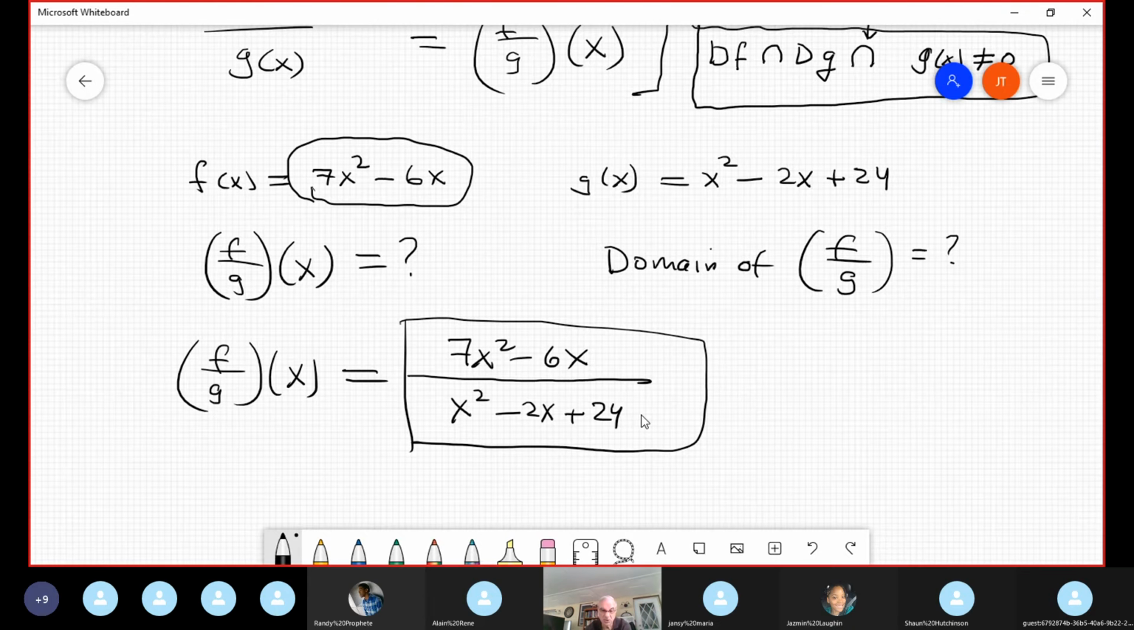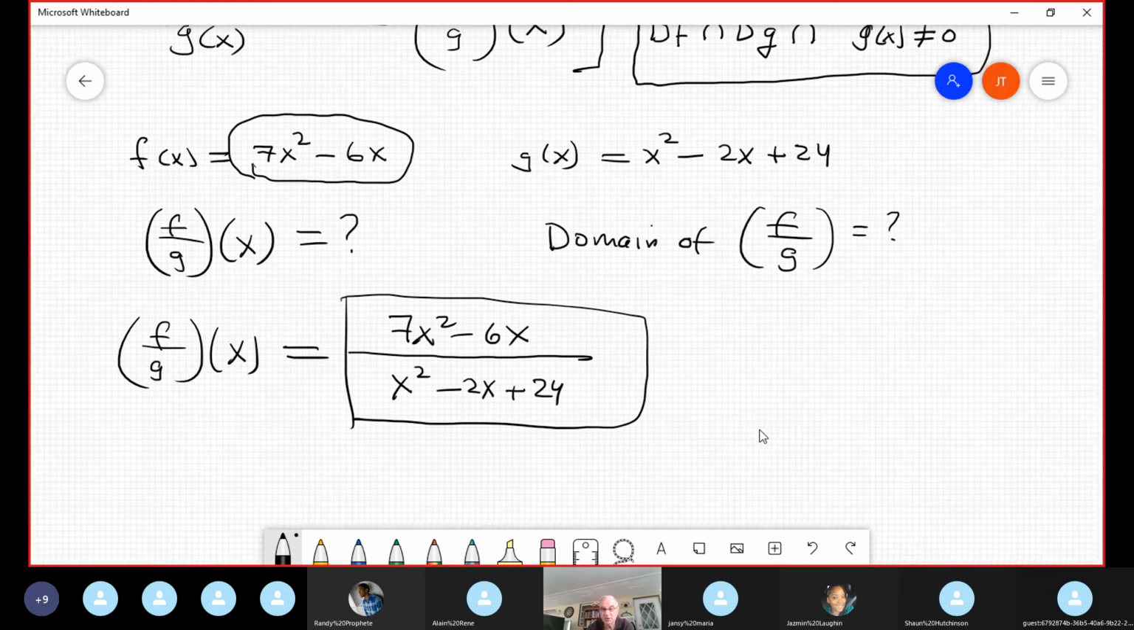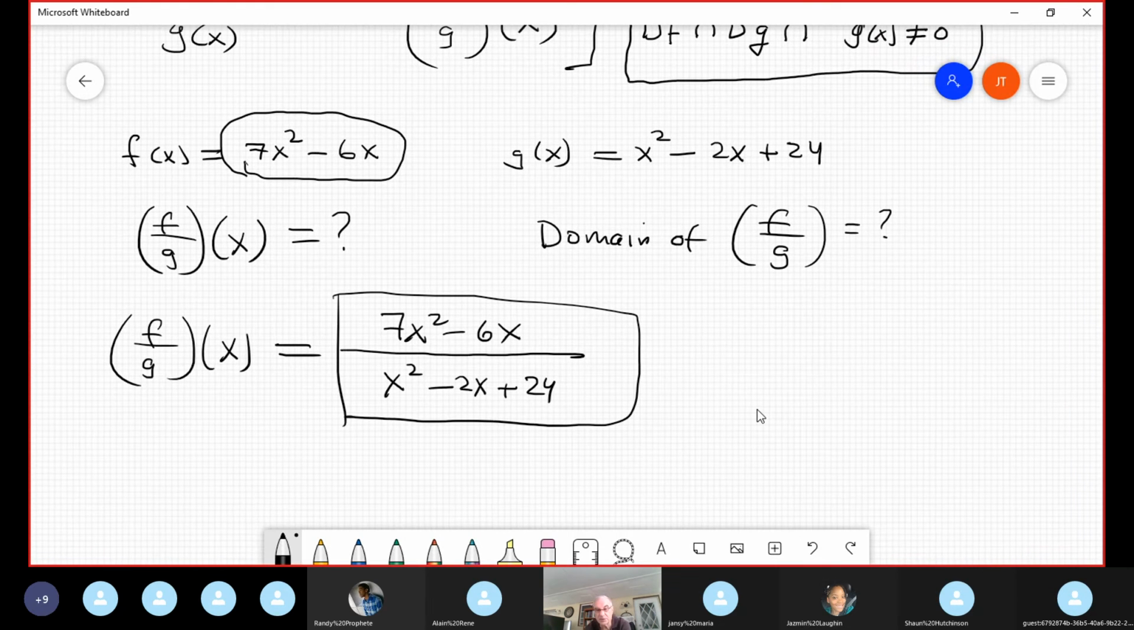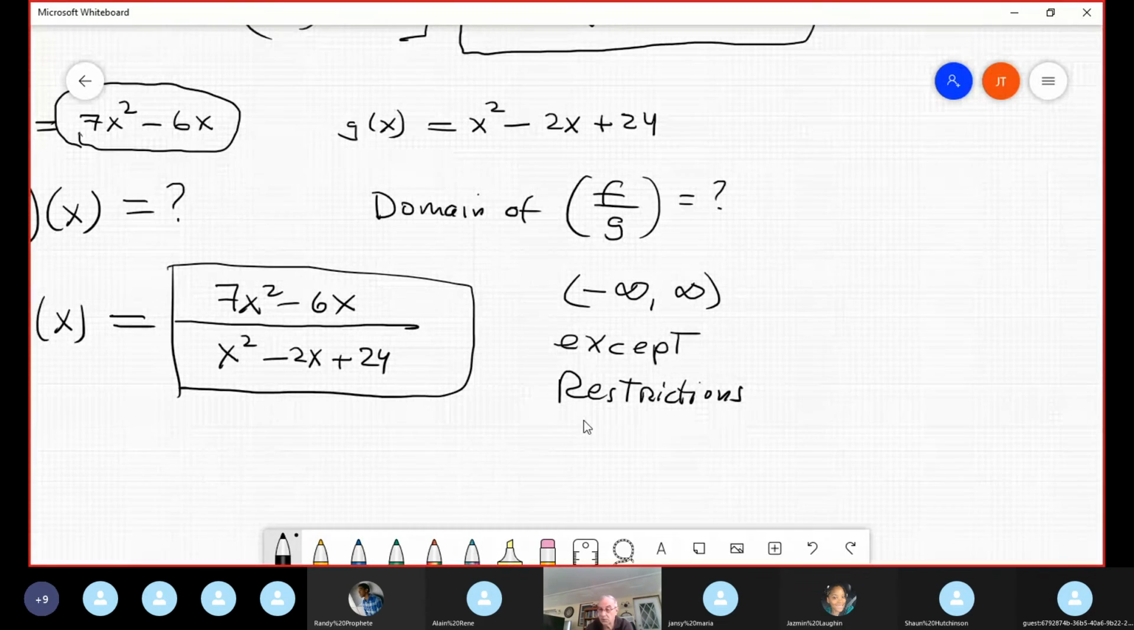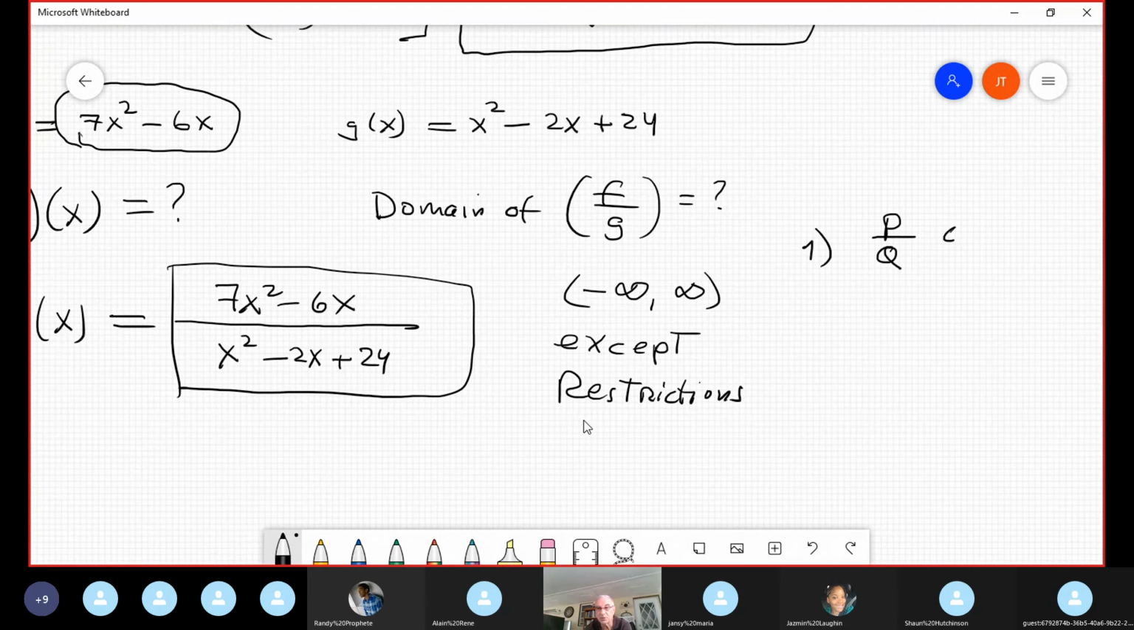Remember the restrictions. That is a classical question in college algebra: determine the domain of the function. So the agreement, the supposition, is that the domain is all real numbers except restrictions. We have restrictions in three situations, and they can be combined. Condition number one is when you have p divided by q, a fraction: the denominator cannot be zero. This is the first kind of restriction.